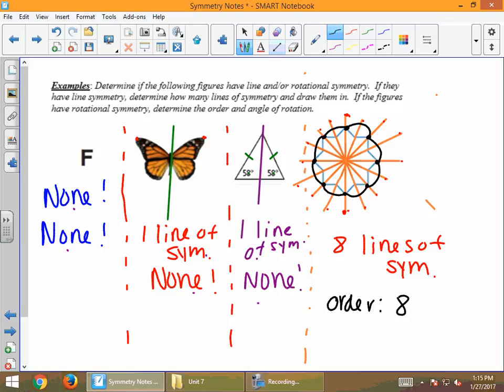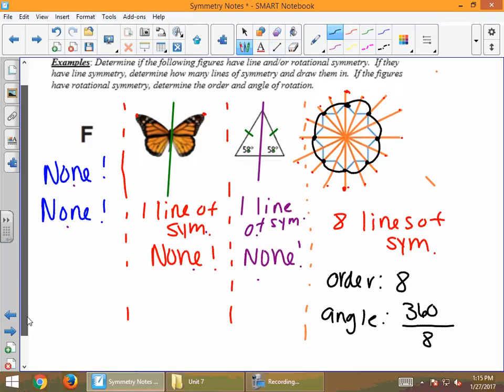We then have to find out the angle of rotation. Well, we started here and did a total of 360 degrees. So if we divide that by the order, or how many times we rotated it, that gives us our angle of rotation. So what's 360 divided by 8? 45. So that is the angle of rotation.